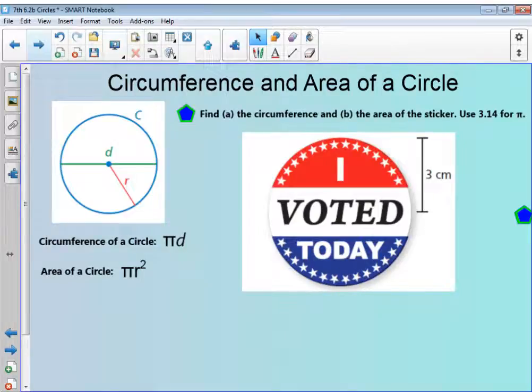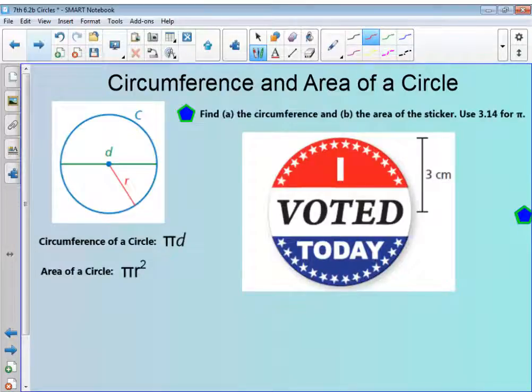The circumference is like the perimeter of your circle, the distance around it if you had to walk around it. Your area is how much space that circle is taking up. So it says find the circumference and the area of this sticker. Use 3.14 for pi. So we're going to use our formula here.